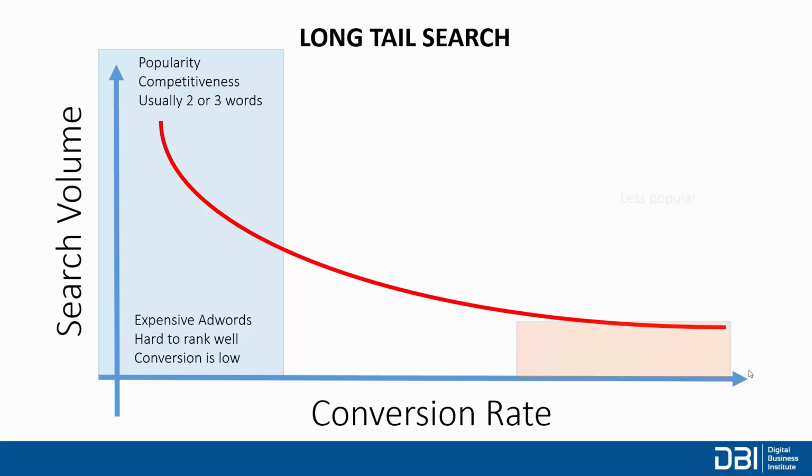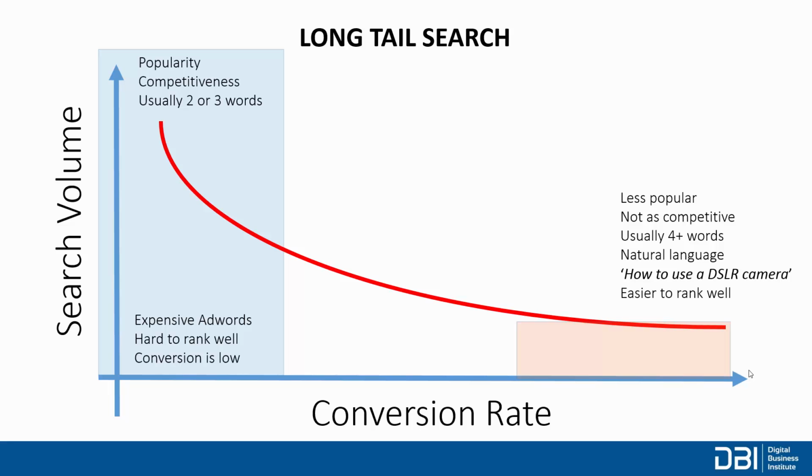But in the tail of the curve, we have search terms that are less popular and therefore not as competitive, usually 4 or more words, where people search using natural language, for example, how to use a DSLR camera. And it's a lot easier in fact, to rank well with these search terms. And what's really positive is that the conversion rate for these long tail search terms is high.